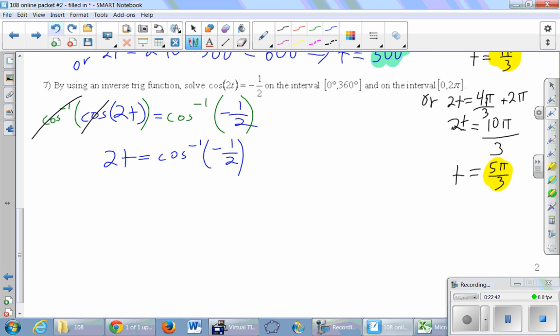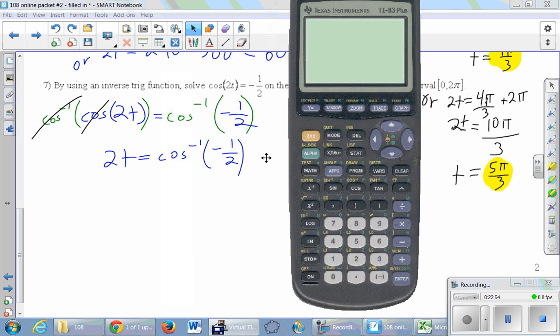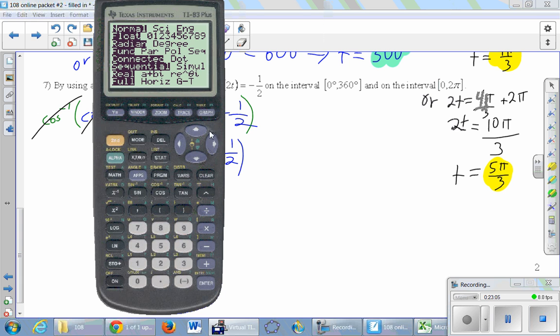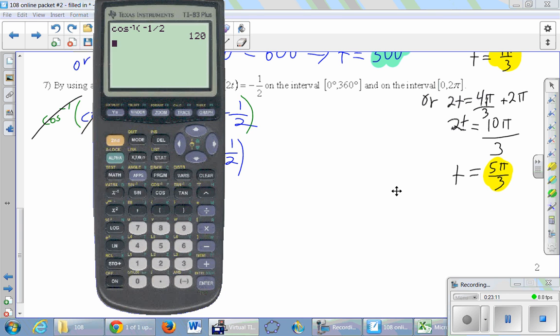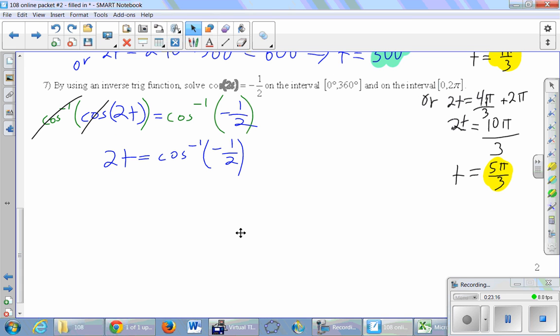Okay, so this is where we use the calculator. And we're going to type in inverse cosine of -1/2. And again, think about the mode. Let's go ahead and do the degree version first. And so in this case, we get 120. Happens to be a nice angle. That's fine. But it's not t equals 120. It's 2t equals 120.